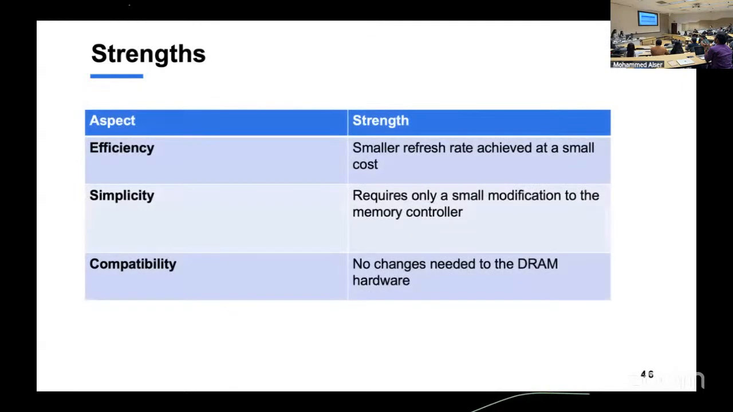Okay, let's go. The first strength is efficiency. It has already reduced 75% of the refreshes that were being done before. The second one is simplicity. In the whole presentation, we haven't mentioned any DRAM chip or anything that has been changed in the system, so it doesn't require major modifications. It only requires memory controller changes, and that too only 1.25 KB. The next one is compatibility.